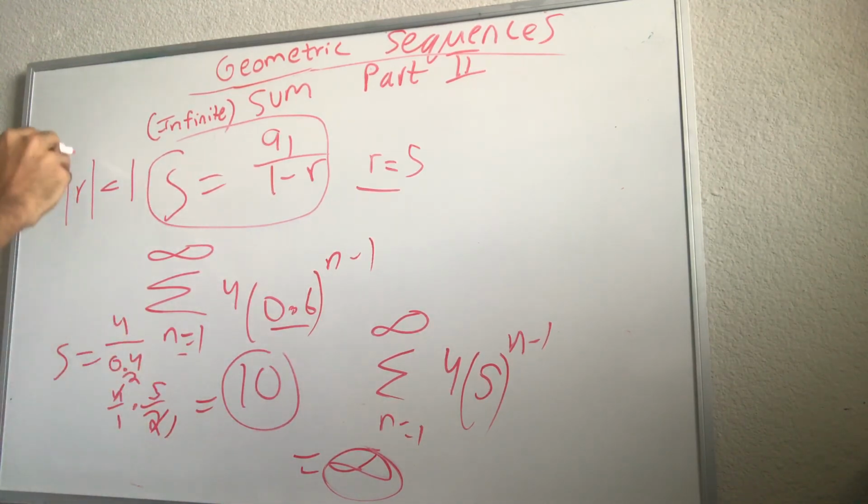But if your common ratio is less than 1, then you use this formula: S is equal to a1 divided by 1 minus r.